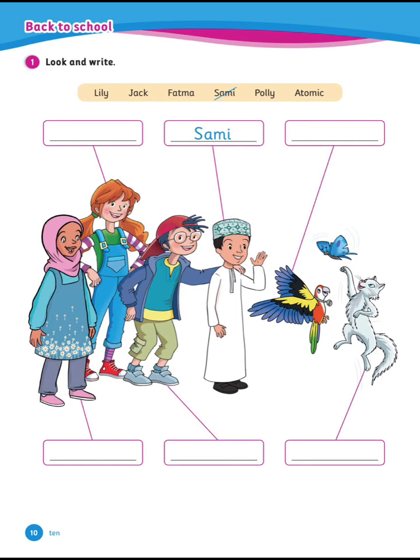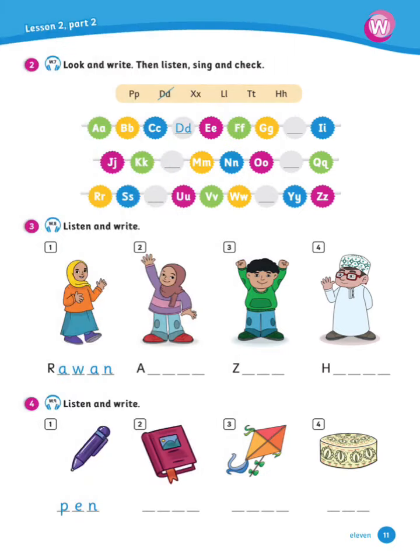Look and write. Look at the pictures of our friends in grade 3. Write down their names. We have Sammy, Polly, Atomic, Jack, Fatima, and Lily. Listen to Part 2. Exercise number 2.